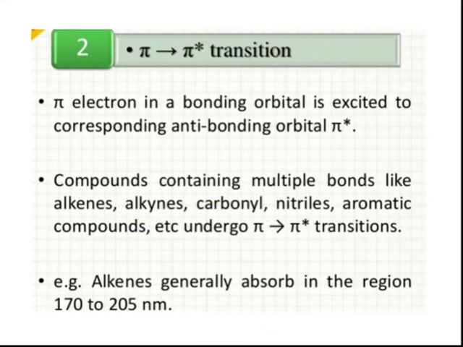Then pi to pi star transition. Obviously pi is a bonding and pi star is an anti-bonding state, and there is a transition. Such types of transitions occur in compounds which contain multiple bonds like alkenes, alkynes, carbonyls, nitriles and aromatic compounds, and all these compounds undergo pi to pi star transitions. For example, alkenes generally absorb in the region 170 to 205 nanometer.